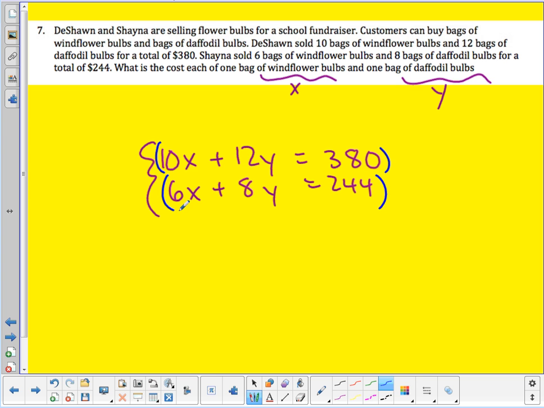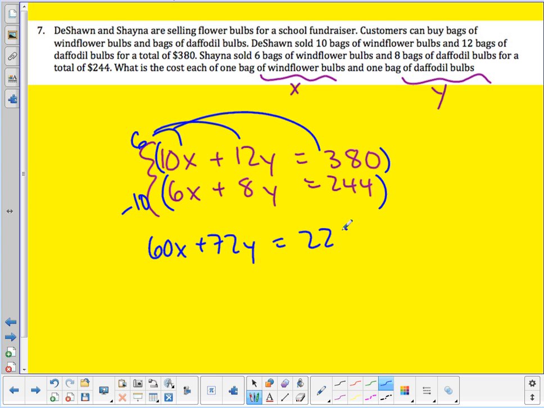I'm going to multiply the top equation by 6 and the bottom equation by negative 10. Notice that one is positive and one is negative, so that'll give me a positive 60 and a negative 60, and they'll cancel out. So let's rewrite those equations after I do the multiplication. That means I have 60x plus 72y is equal to 2,280.